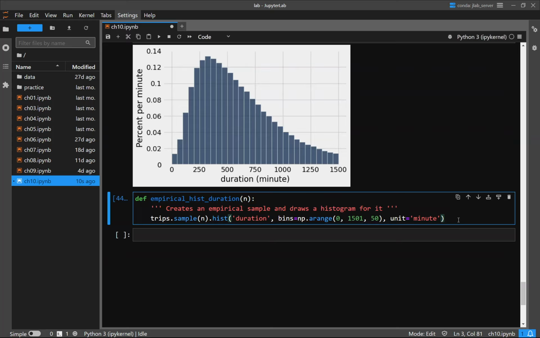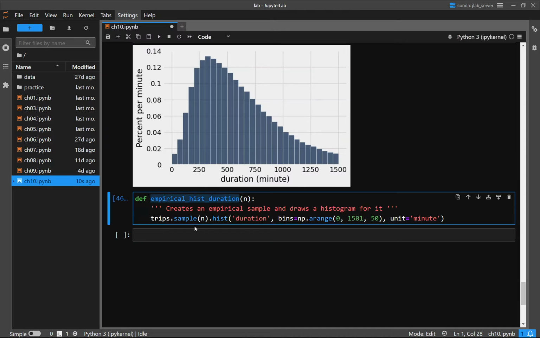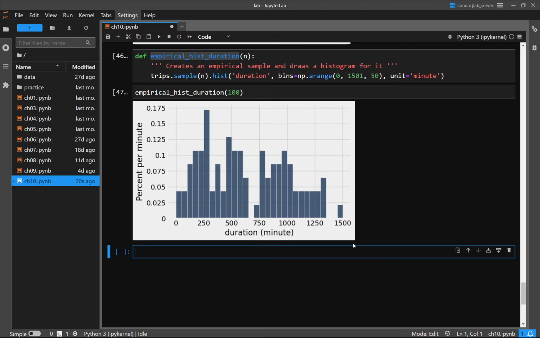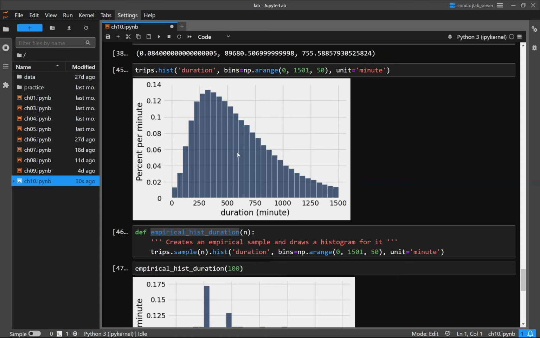But I can make another one based on a sample. So there's my function. Now I can call it. All right. Take an empirical sample and make an empirical distribution histogram with 100 things. You still get the spike, which is kind of cool with just 100. But let's see what happens if we keep going. Like this is the true one.